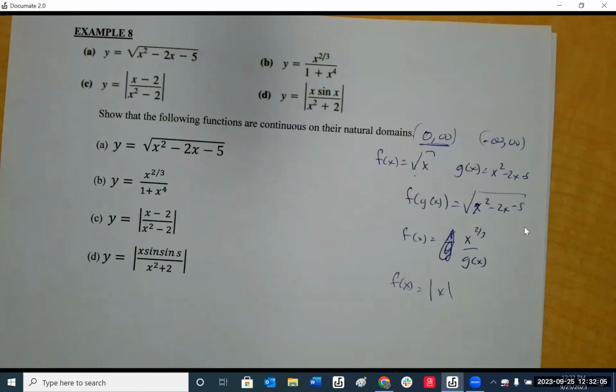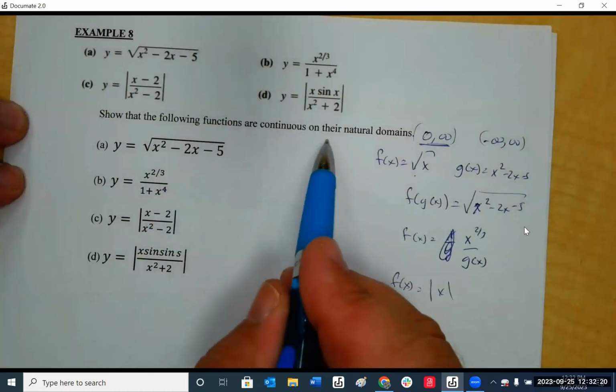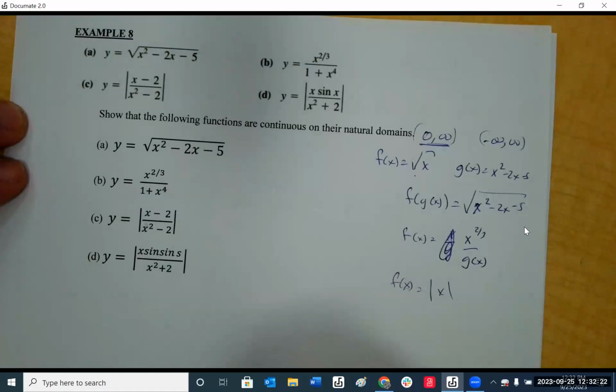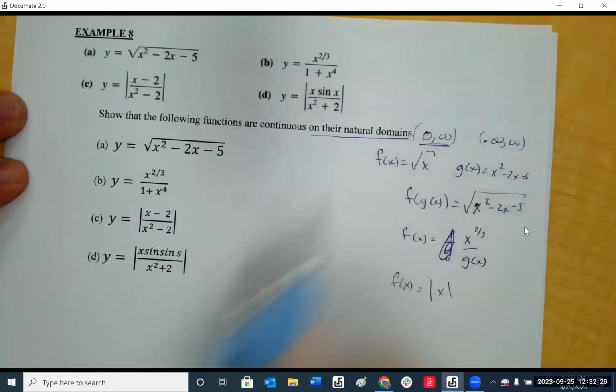It's the same thing as in the algebra of functions. We had the sum and the difference, and whenever you do that, it's always the domain of the smallest part, because what we're looking at is the overlap. So show the following functions are continuous on their natural domains. Notice they're on their natural domains.